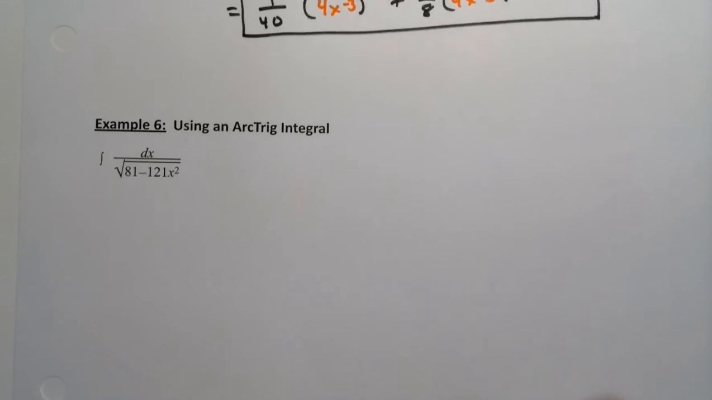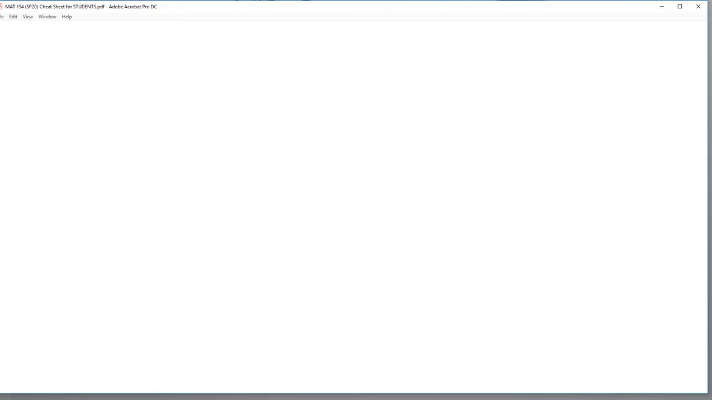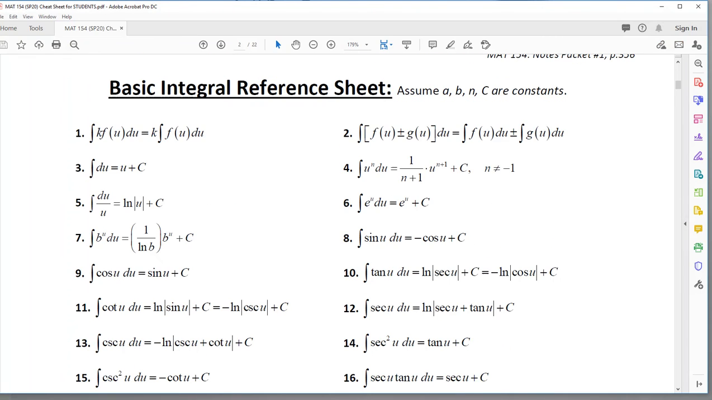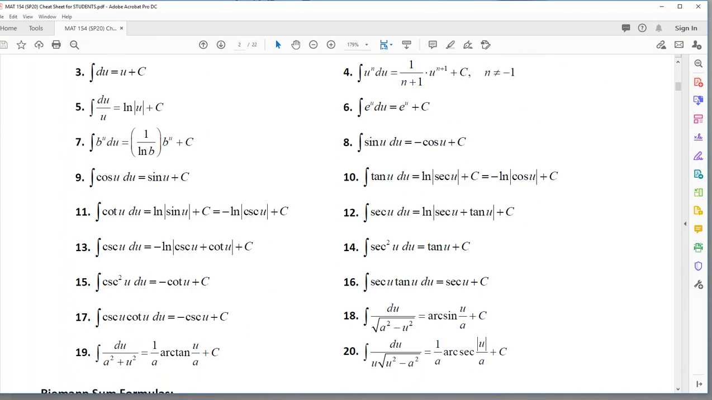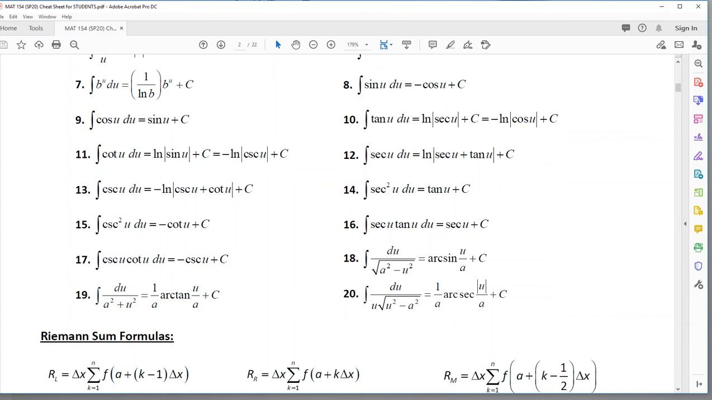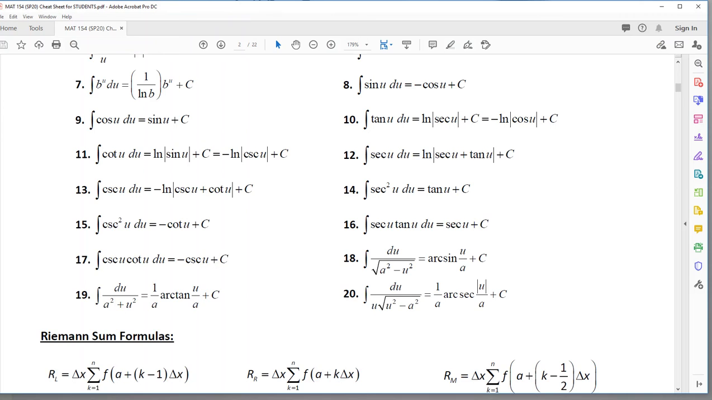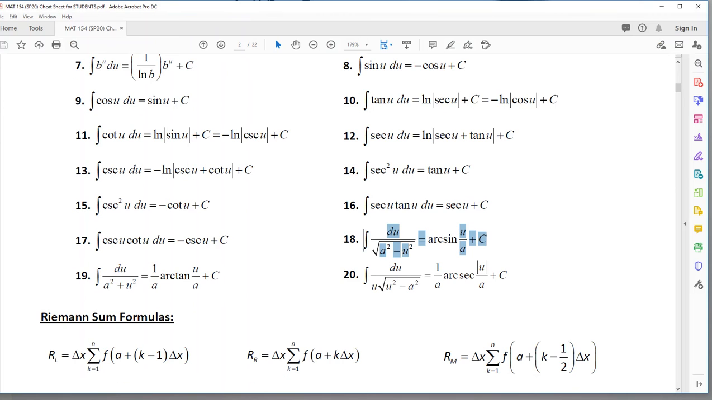All right, now one other one, which might not seem to be related, but it is related, involves an arc-trig function. So let me go back to the tables of basic integrals. So these are the basic integral sheets. And you'll notice that the one that we're looking at looks a lot like one of these. So our particular problem has 81 minus 121x squared, which looks a lot like this formula right here, number 18.